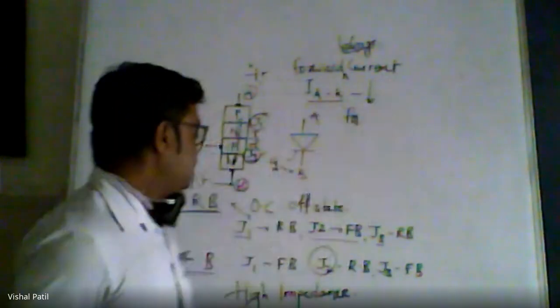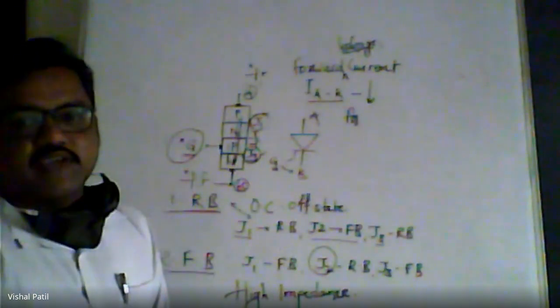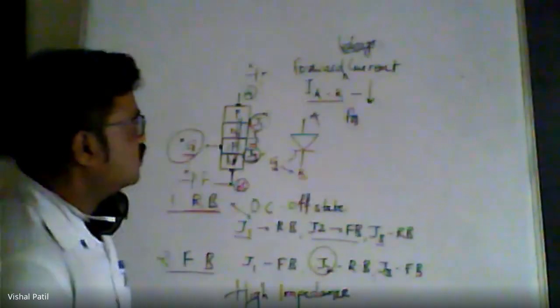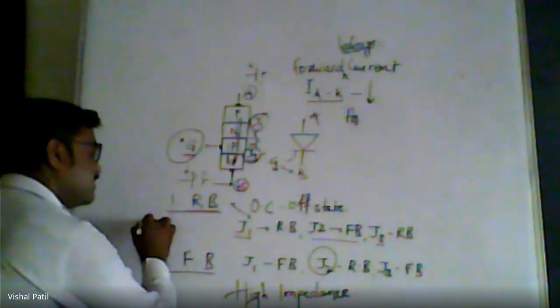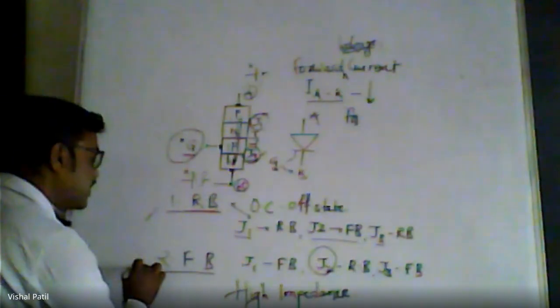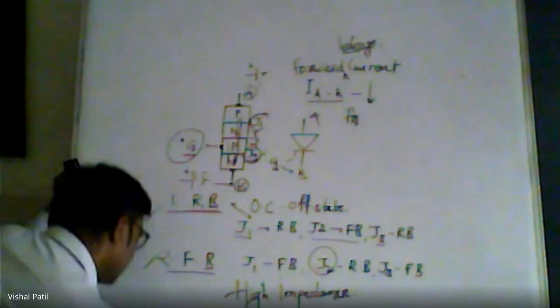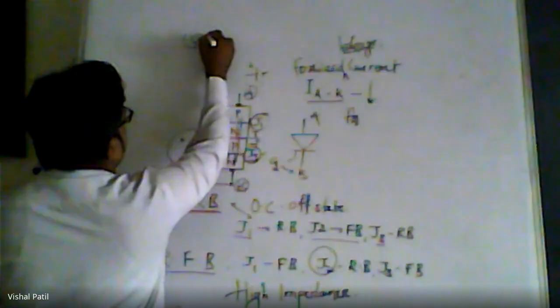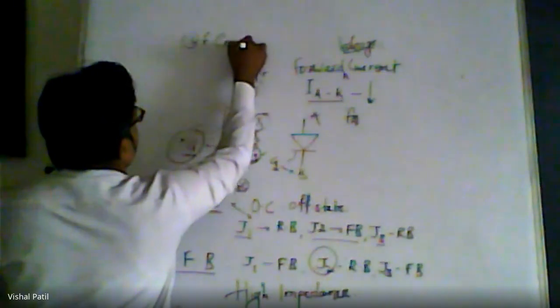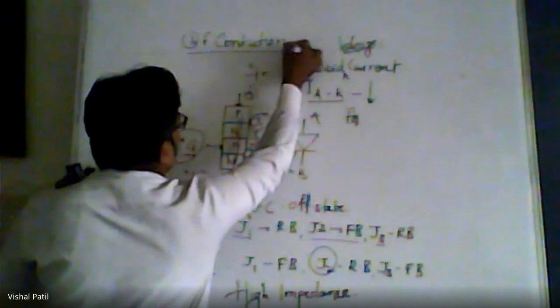Earlier we had reverse leakage current. Now we have forward leakage current. Are you getting it? So forward leakage current and reverse leakage current, in the reverse blocking mode and in the forward blocking mode. And the third mode is very important. That third mode is forward conduction.